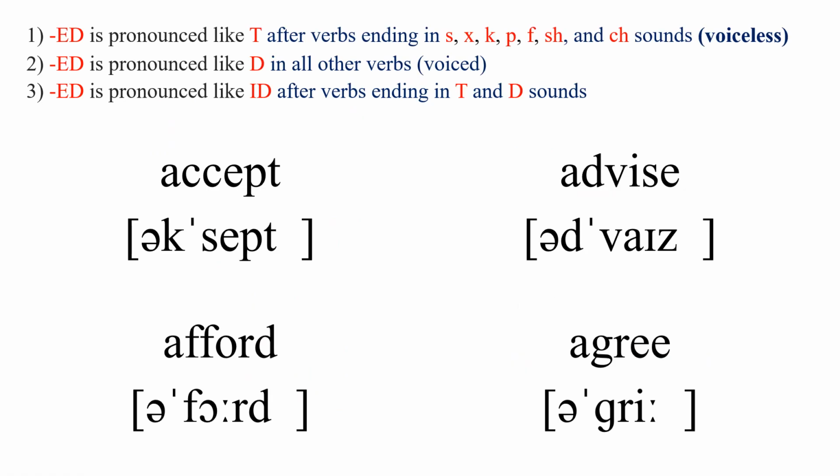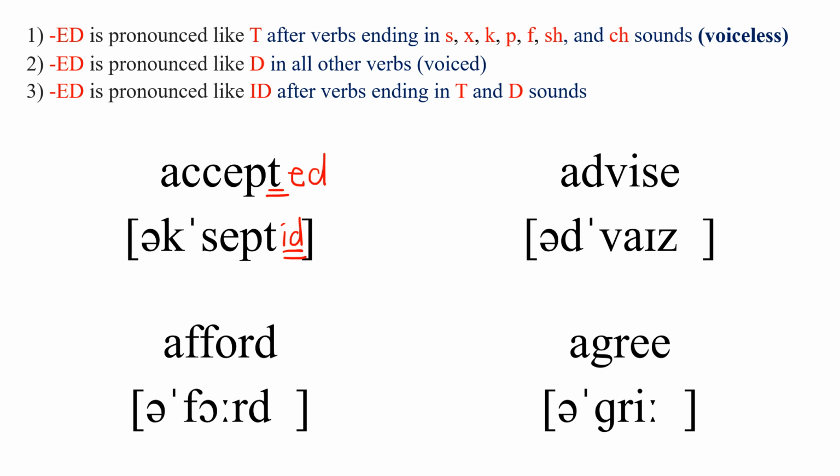Now I have brought some words for us to practice. The first one is accept. Accept, as you see, is a T ending. So the past tense is going to be accepted. You put ed and say accepted. Accepted. And the next one is advise.